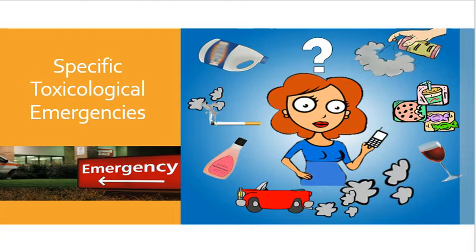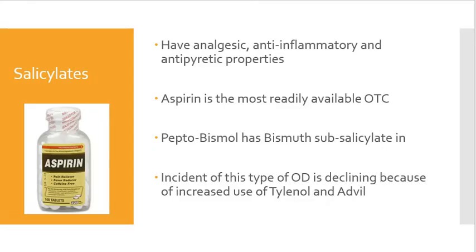Salicylates. So these have analgesic, anti-inflammatory, and antipyretic properties. Aspirin is the most readily available and it's over the counter. Pepto-Bismol has bismuth subsalicylate in it. The incidence of this type of overdose is declining because of the increased use of Tylenol and Advil overall.